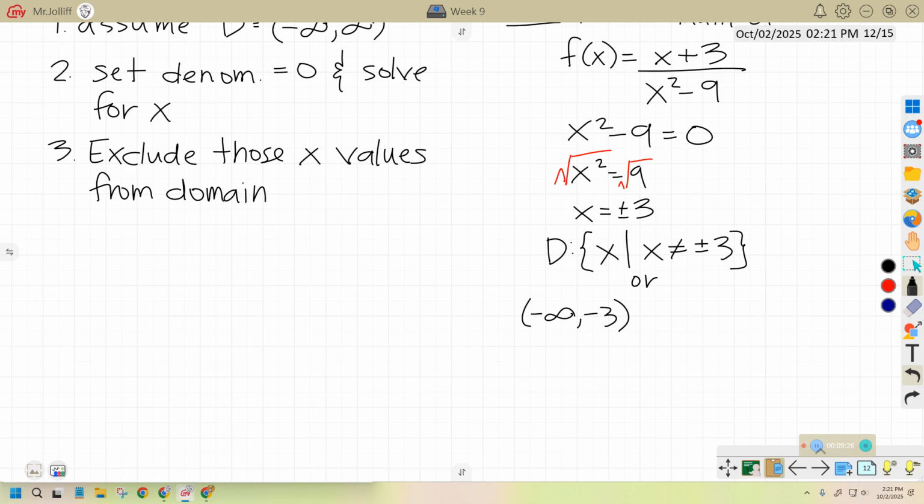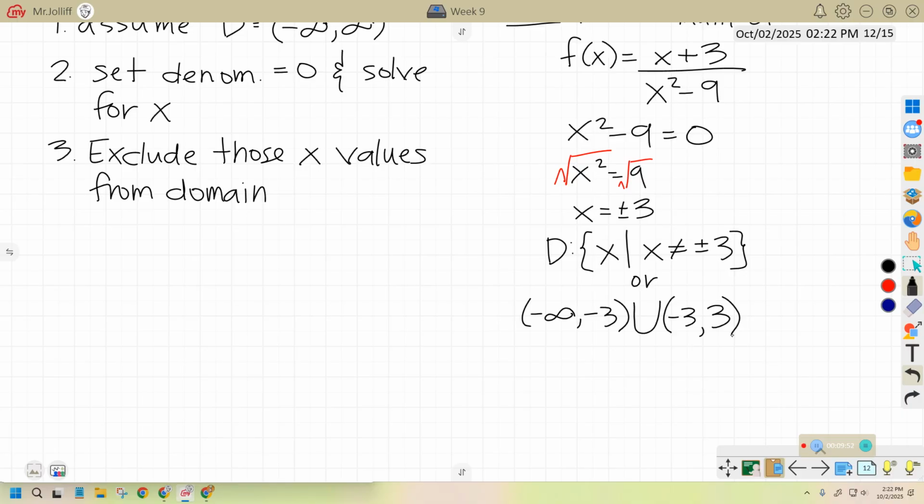I'm excluding it. And then I'm going to join that with a union to the next section of the graph, which picks up just after -3. Where do I hit my next problem in the graph? 3. Perfect. Round bracket or square bracket? Round. Good. I want to exclude 3. So round.